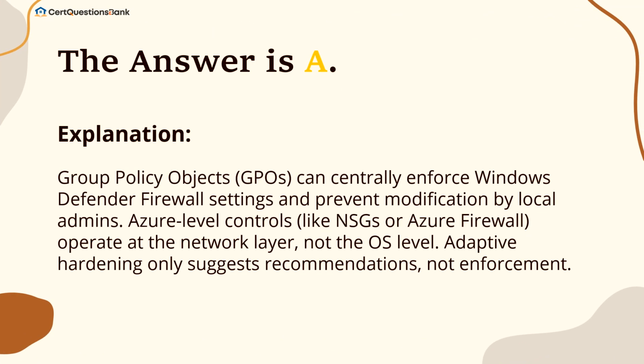The answer is A. Group policy objects, GPOs, can centrally enforce Windows Defender firewall settings and prevent modification by local admins. Azure-level controls, like NSGs or Azure Firewall, operate at the network layer, not the OS level. Adaptive hardening only suggests recommendations, not enforcement.